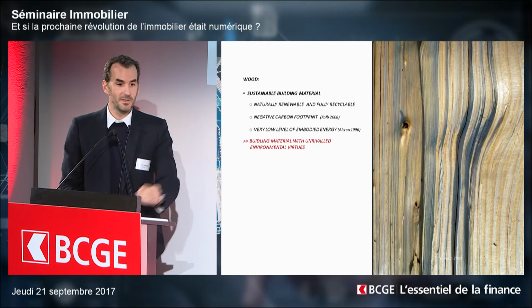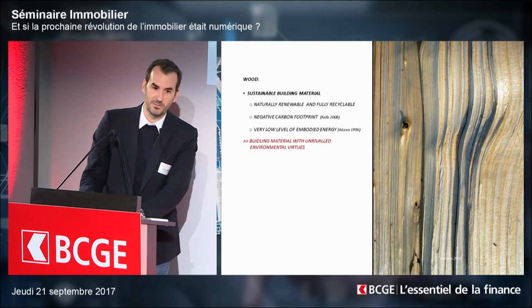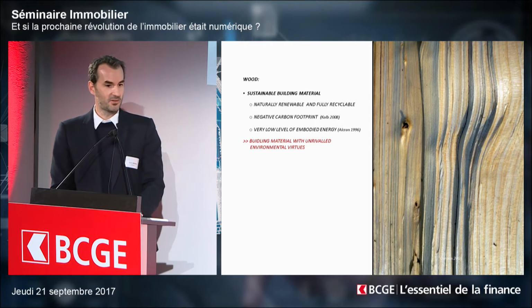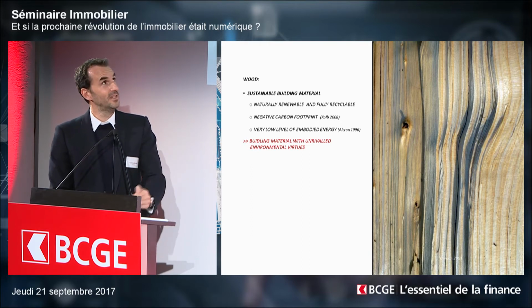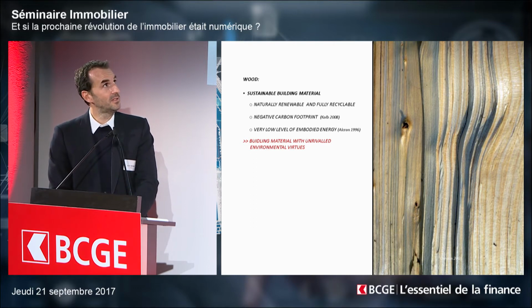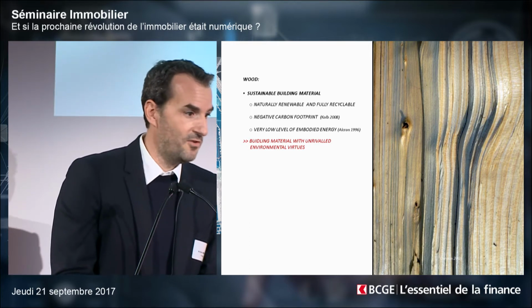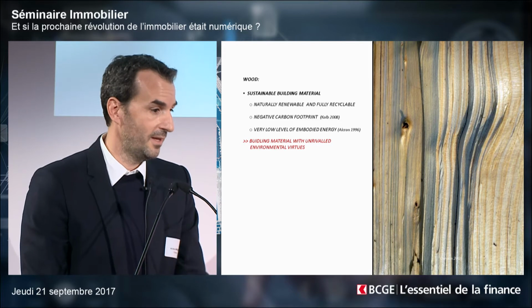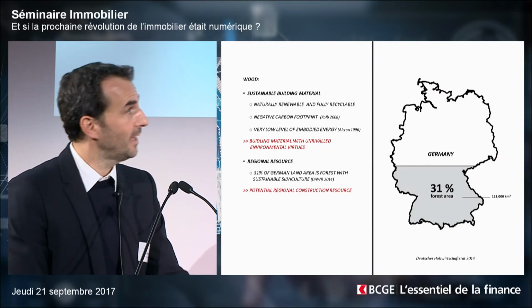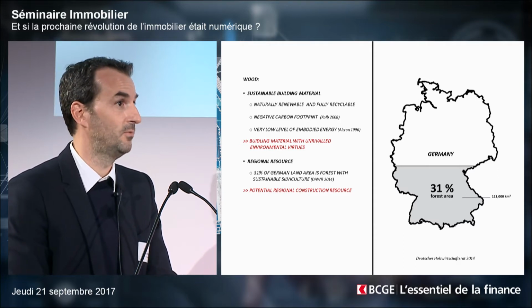It's interesting to see that arguably one of the oldest construction materials that we have, which is wood, is still really the only fully sustainable building material at our disposal. Wood is naturally renewable, fully recyclable, has even a negative footprint. That is a unique characteristic of that building material, along with a very low level of embodied energy. So it's a material with unrivaled environmental virtues, and it will remain like that. It's also, at least in the south of Germany, where this project took place, the only regionally available resource.